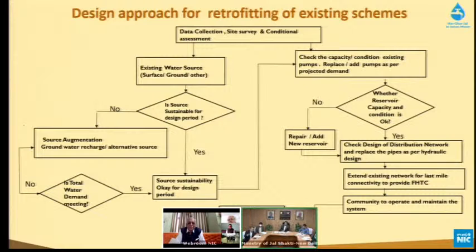So that's the flow diagram I have tried to show you, okay, now how we can go process-wise, step by step. Next please.